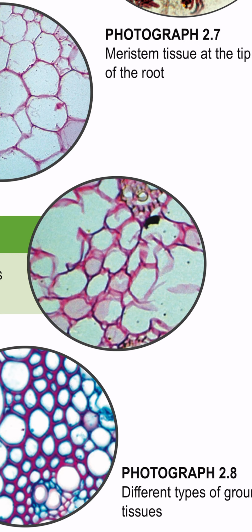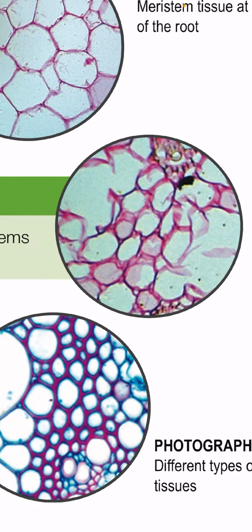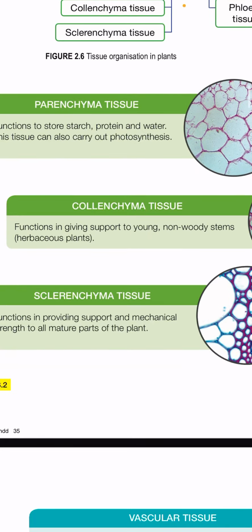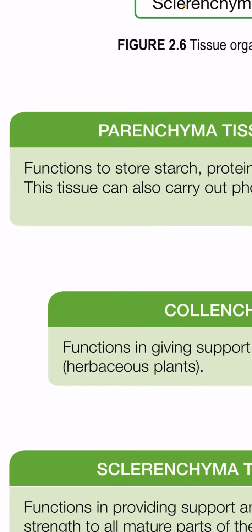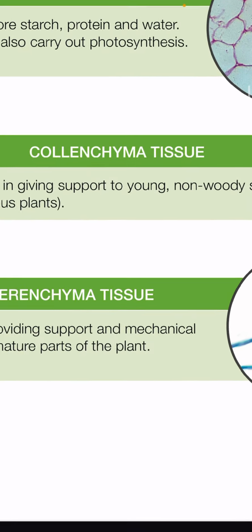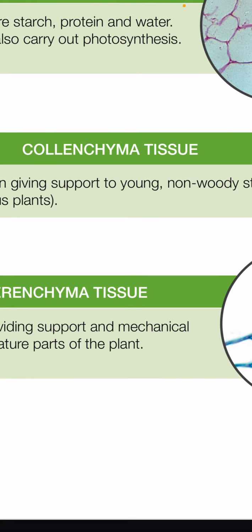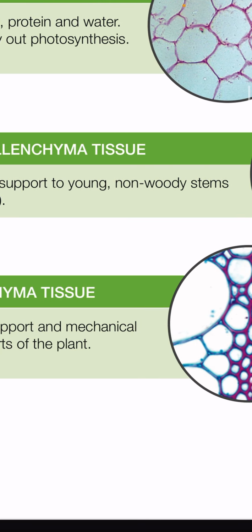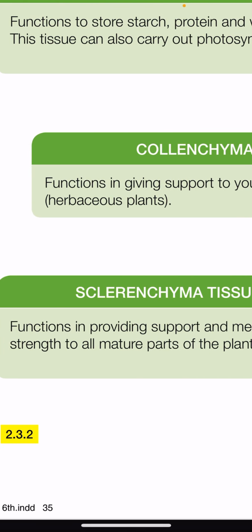It looks pink, and thick, right? It looks like it stains very well. It uses a staining reagent. So what is this? This is collenchyma. Just now parenchyma was for storage. This one, collenchyma, is not for storage but to give support. To give support to whom? To young non-woody stem, herbaceous plants such as banana plant, balsam plant, like that.